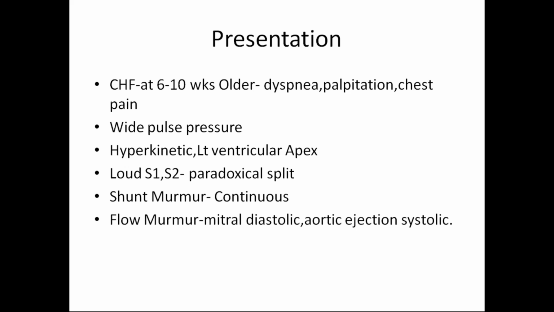You can find a hyperkinetic heart, and the left ventricular apex is hyperkinetic because more blood is percolating in the heart. There is loud S1 and S2, and a paradoxical split can be present. Usually it is A2 P2, but here it can be P2 and A2, because the pulmonary valve closes later and A2 appears first. Then there is a shunt murmur, a continuous murmur, because this flow will be there during systole and diastole also. That is characteristic in case of PDA.